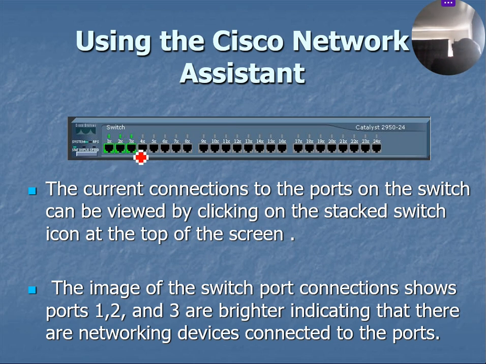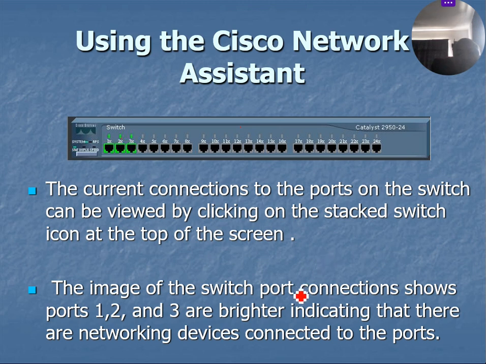If you take a look at the first three, you can see they are colored. The colored ports mean these three already have established connections. So we say the current connections to the ports on the switch can be viewed by clicking the stack switch icon at the top of the screen. Now let's move on quickly.